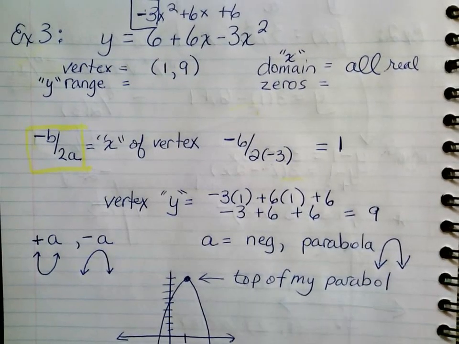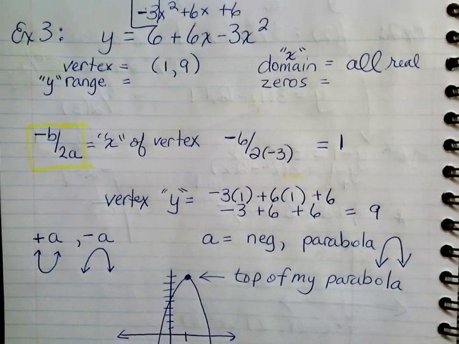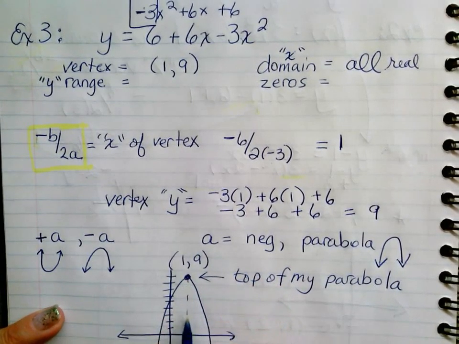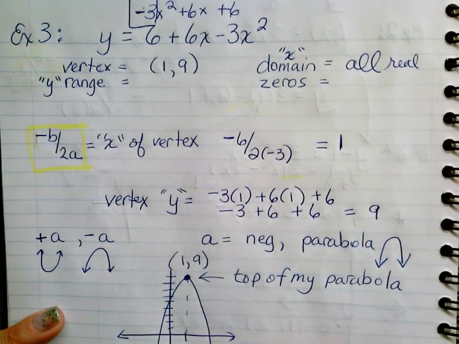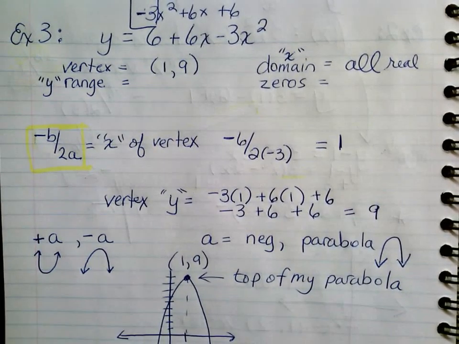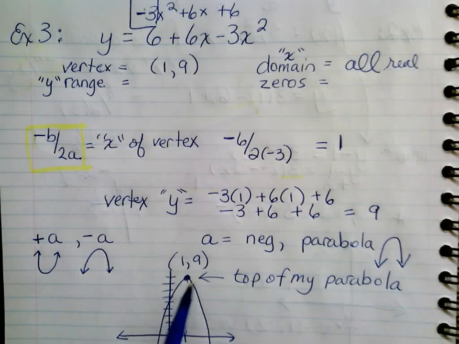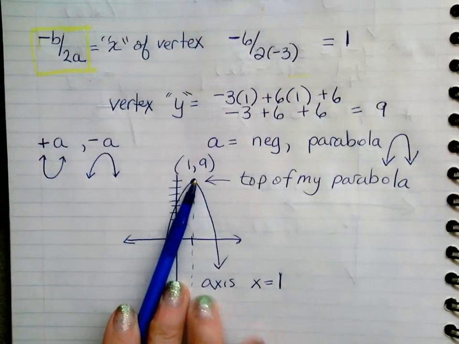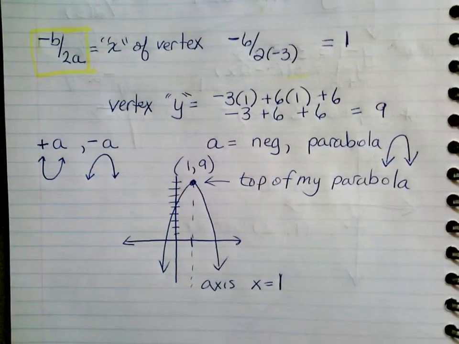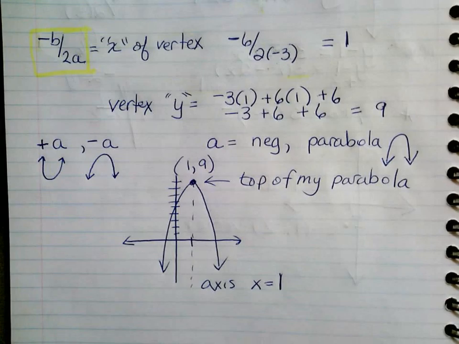Because A is negative, that's the top of my parabola. Vertex 1, 9. If I wanted to know my axis, x equals 1. Can y equal 10 at all? No, because if this is the top of my parabola, I can't go any higher. There are no values inserted into this equation where y will equal 10. Okay, this is going to help us answer C.